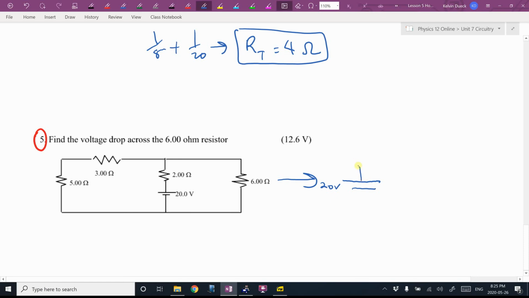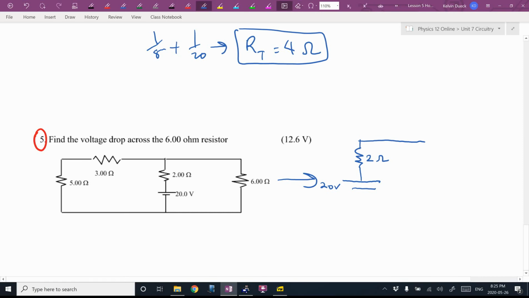It hits a 2 ohm resistor. And then I'm going to draw the left-hand side, but I'm going to go to the right. Looks like we hit a 3 ohm resistor and a 5 ohm resistor if we go through that 3. And that takes us back to the battery. Sorry, I've drawn this badly.